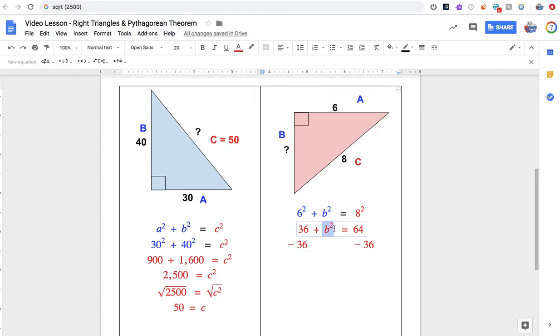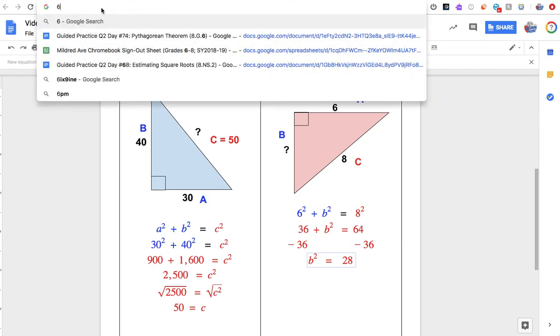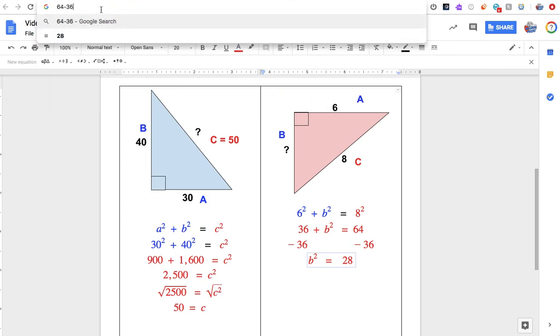I want to isolate the b squared, or as Mr. Neville would say, start peeling the onion. So I need to get rid of the 36, the term that's on the same side of the equation as b squared. I use an inverse operation. I subtract 36 to do that. When we do that, all we're left with on the left side of our equation is b squared, and 64 minus 36. 64 minus 30 would give us 34. Take away 6 more and we're at 28. If I wasn't sure, I could go ahead and use a calculator to check that 64 minus 36 is definitely 28.